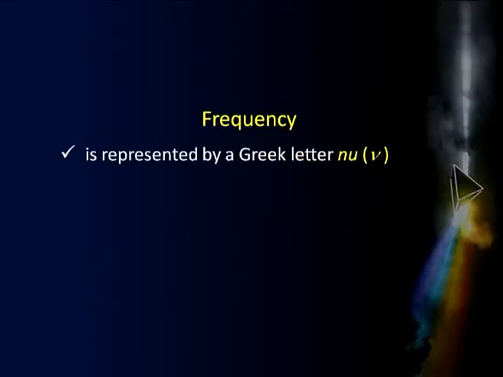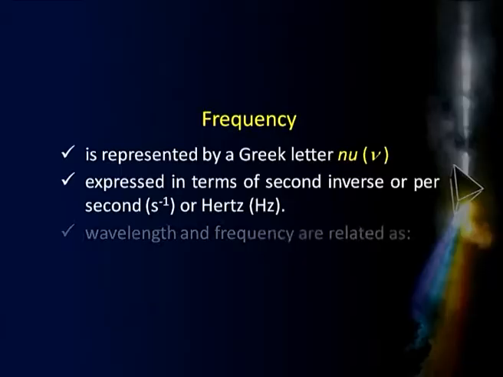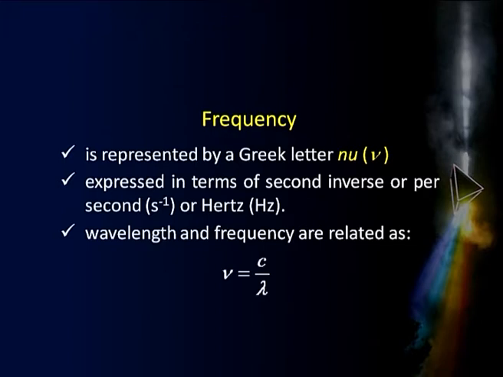This is represented by a letter called nu, the symbol given to frequency, and it is expressed in terms of second inverse, or per second, or hertz, which are units of frequency. That means, by definition, how many wavelengths per second. Wavelength and frequency are related. Frequency is c, the velocity of light, divided by wavelength.